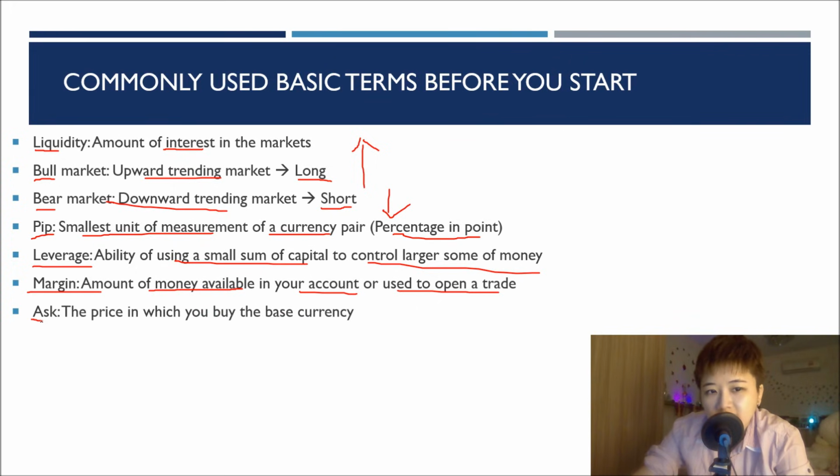What is ask? Basically, it is the price at which you buy the currency. Alright. Bid is the price at which you sell the base currency. Alright, take note of this, it is the base currency.